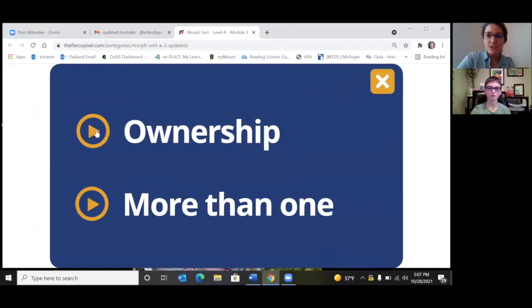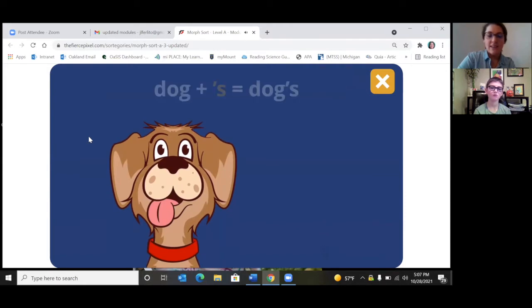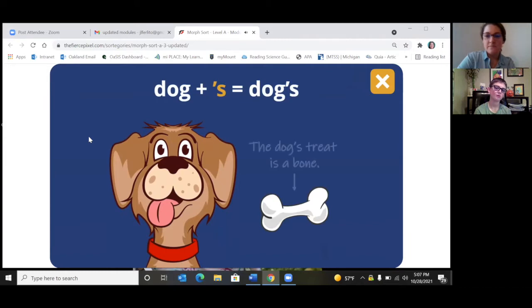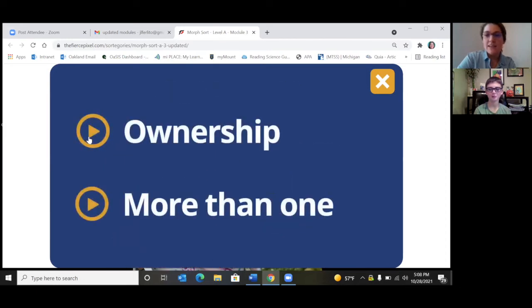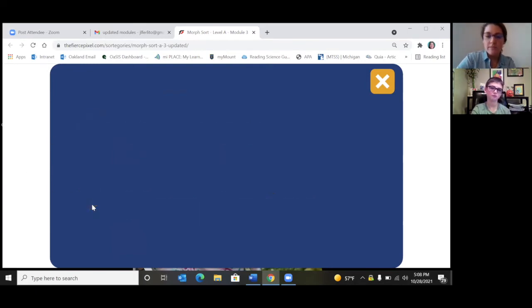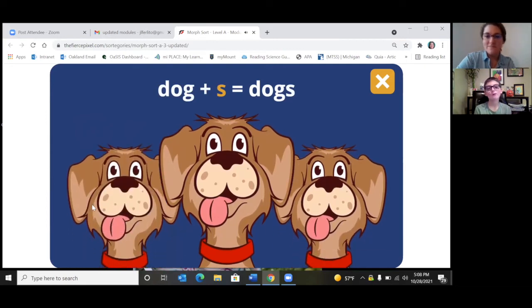Let's start by reviewing the directions. Ownership means belongs to. Adding apostrophe S to a namer makes it possessive, which means it belongs to that namer. The dog's treat is a bone. The dog owns the bone. So Tommy, whose bone is that? It's the dog's bone. The dog's, and you know that because there was an apostrophe S, right? Mm-hmm. So that signifies ownership. All right, click the next one, more than one. Adding S to a namer makes it plural, which means more than one.